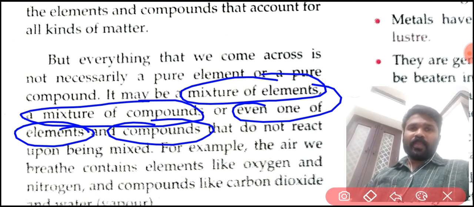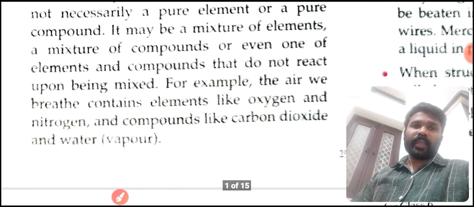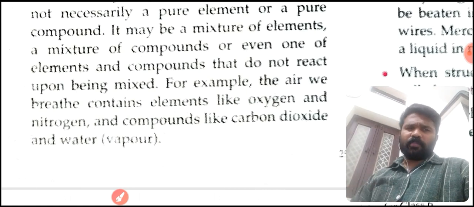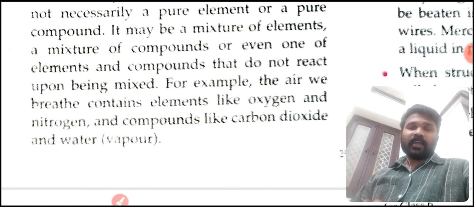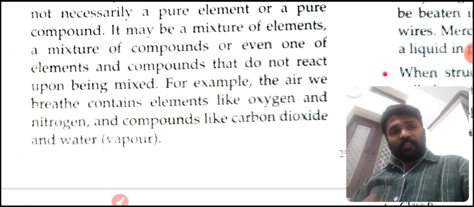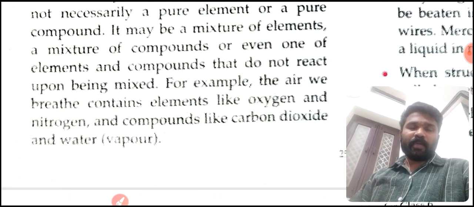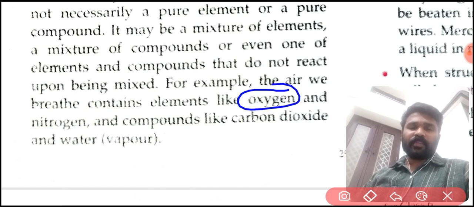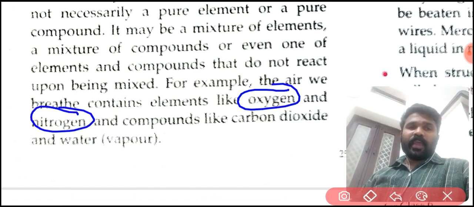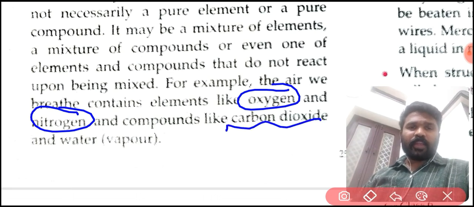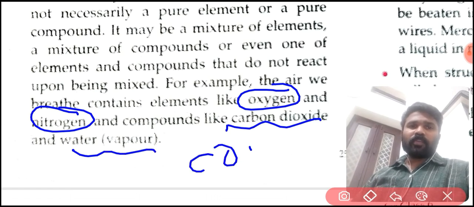For example, the air we breathe contains many elements like oxygen and nitrogen, and also compounds like carbon dioxide and water vapor. Air is a mixture of elements and compounds. Oxygen is an element, it is there in air, and nitrogen is also an element in air. Carbon dioxide and water vapor are also in air. These both are compounds: carbon dioxide is CO2 and water is H2O.